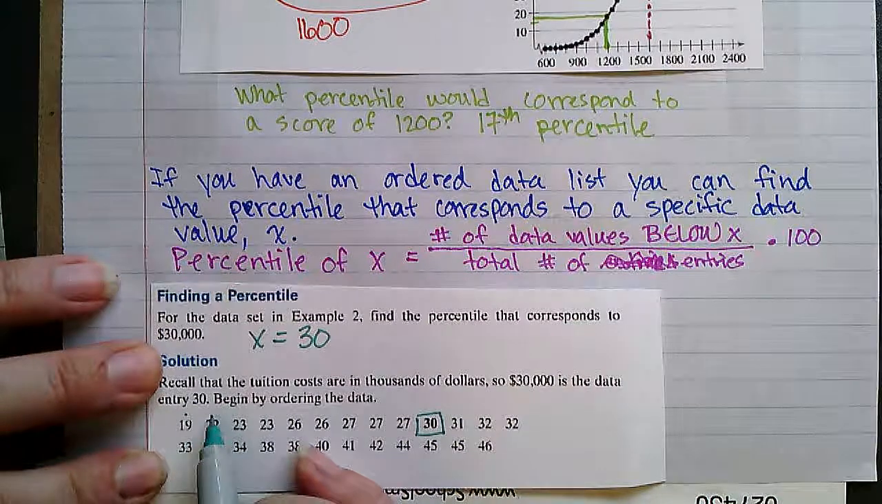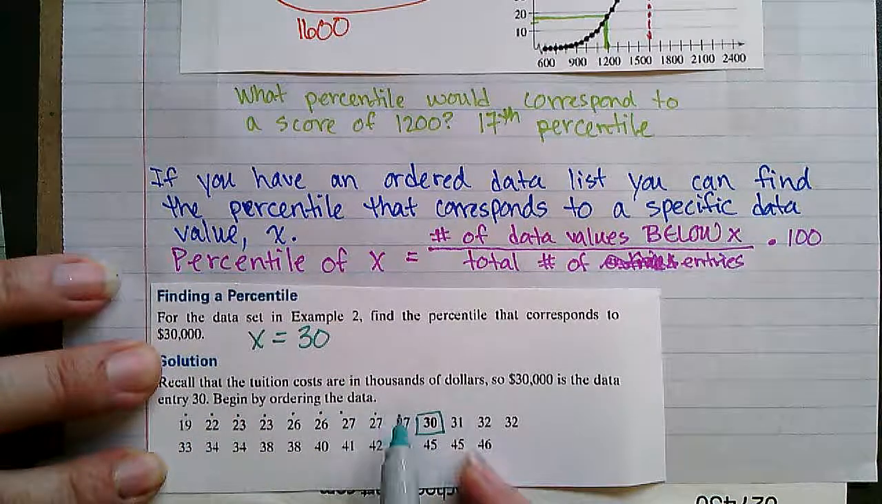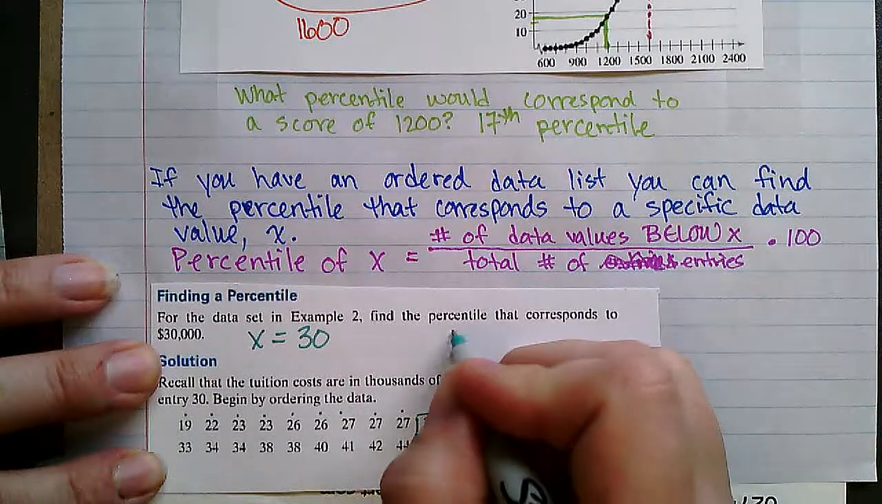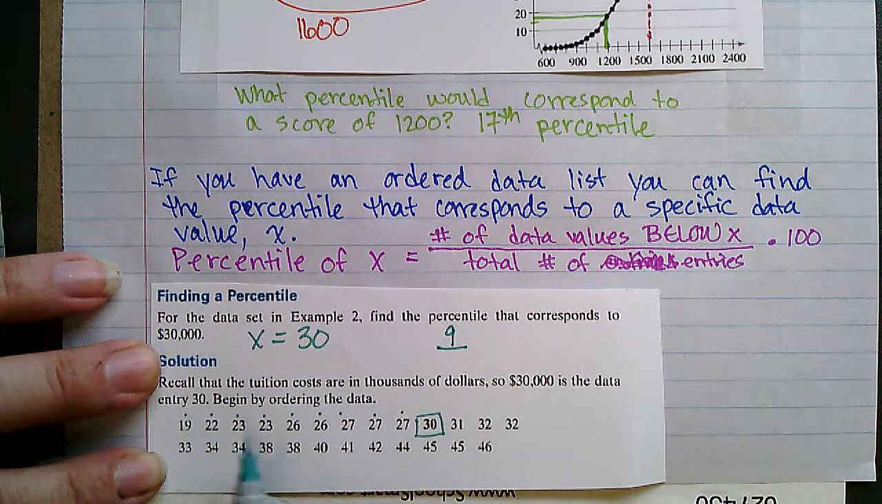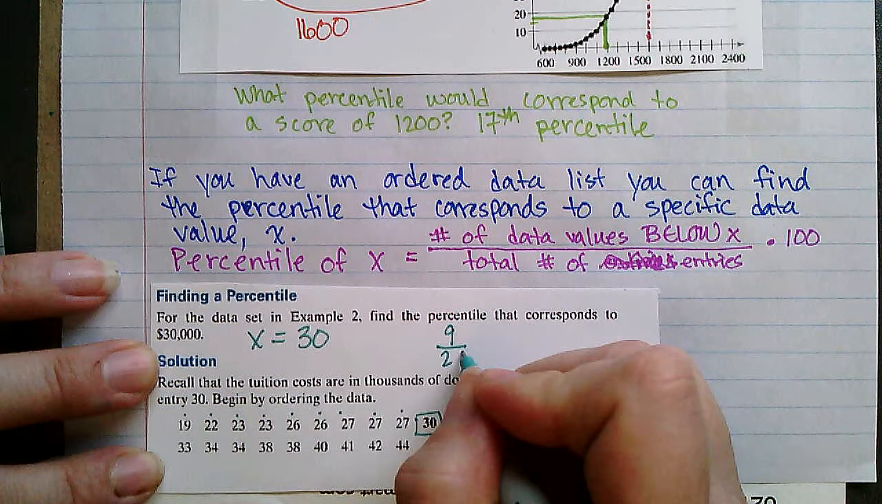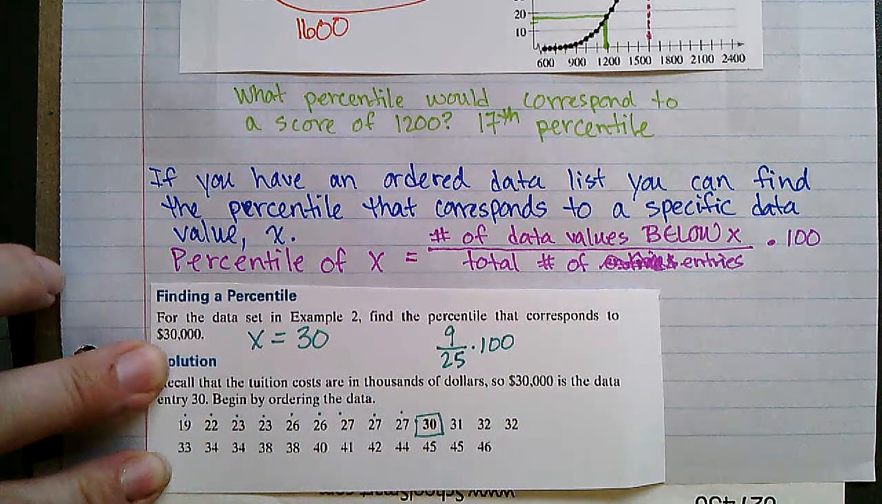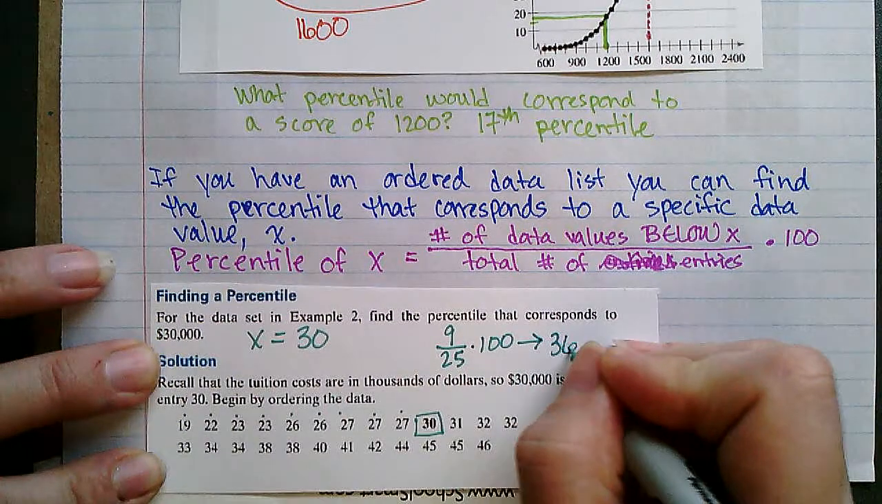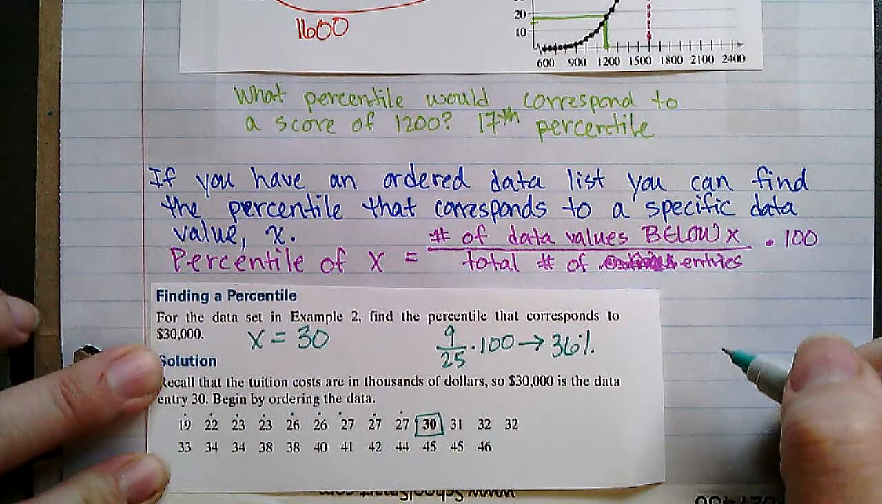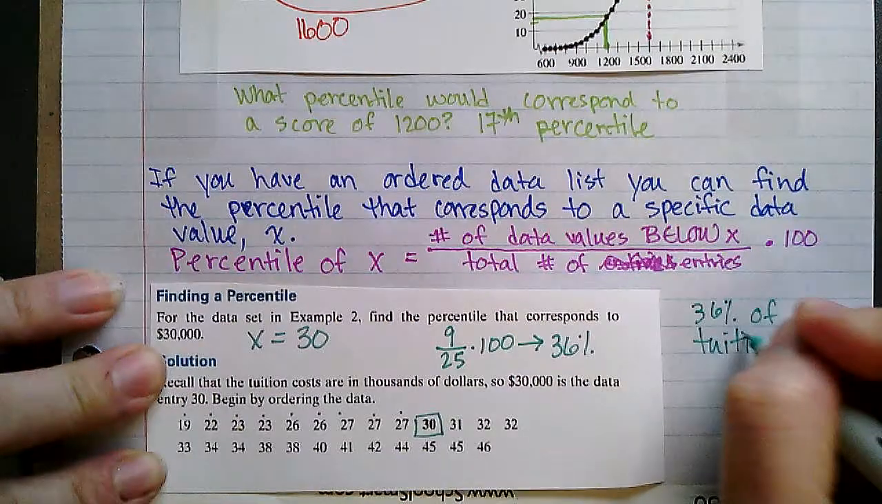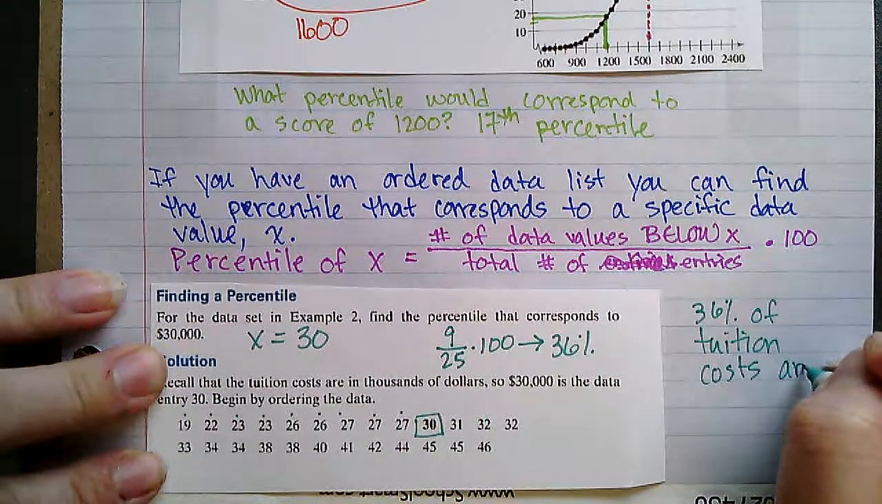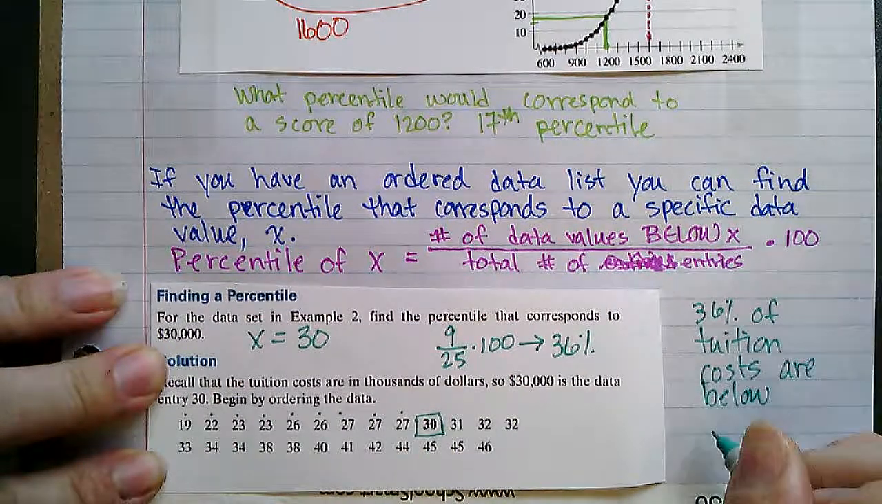So 1, 2, 3, 4, 5, 6, 7, 8, 9. So I'm going to take 9 divided by the number of data values. So 10, 11, 12, 13, 14, 15, 16, 17, 18, 19, 20, 21, 22, 23, 24, 25. So 9 divided by 25 and then times 100, which is going to give me 36%. So what that tells me is 36% of tuition costs are below $30,000.